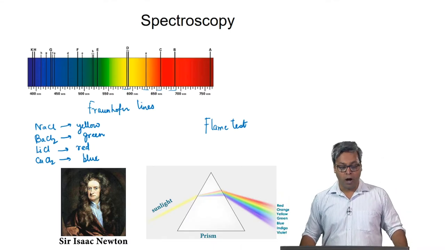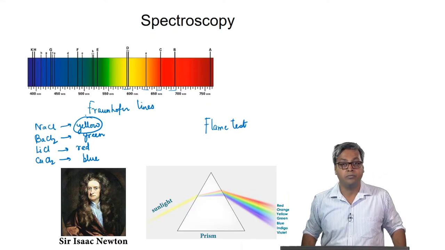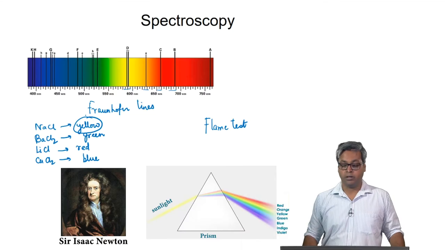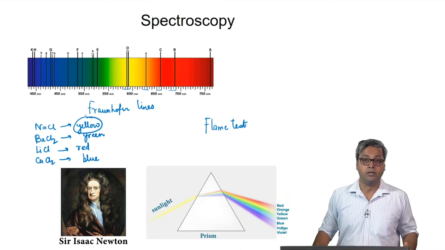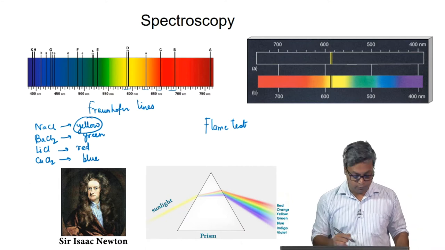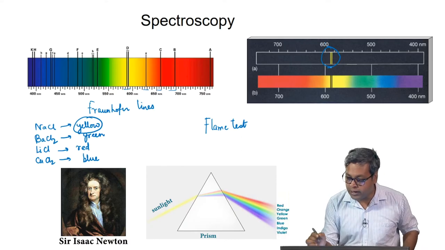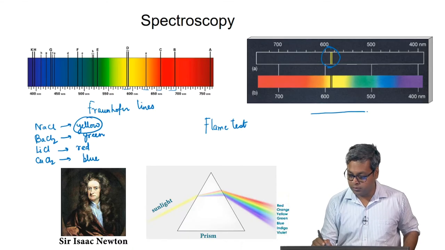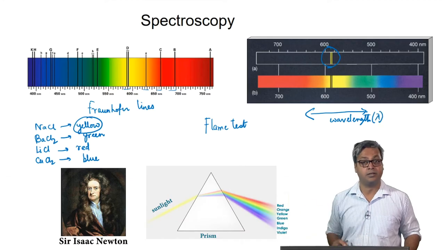Now, if we pass this yellow light that we get from sodium chloride through a glass prism, like Newton did when he passed the sunlight through a glass prism, we will get a sodium spectrum. And the sodium spectrum consists of two closely spaced lines of different wavelengths. Here on the x-axis, we are plotting wavelengths. Actually, the wavelength is increasing to the left side here. So, we are plotting wavelength or lambda on the x-axis.